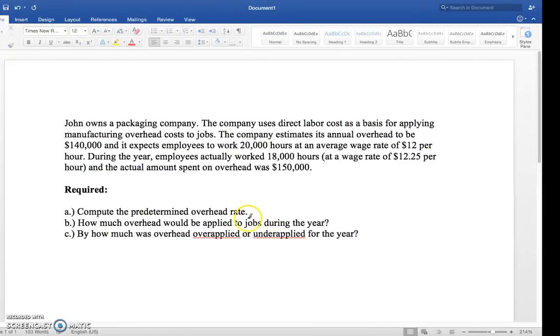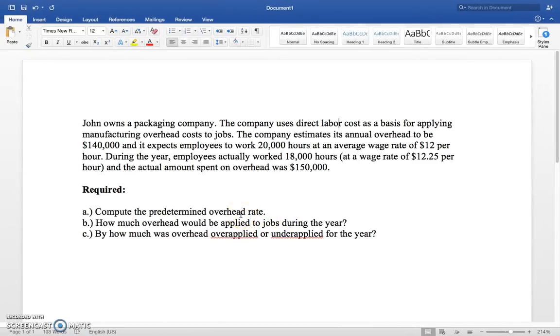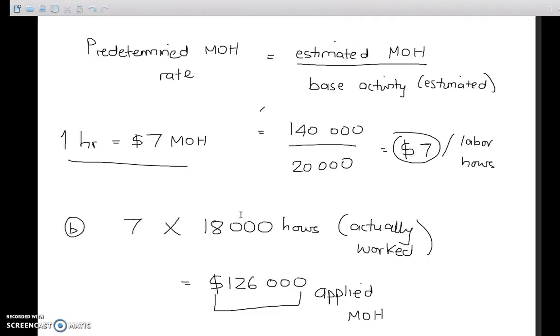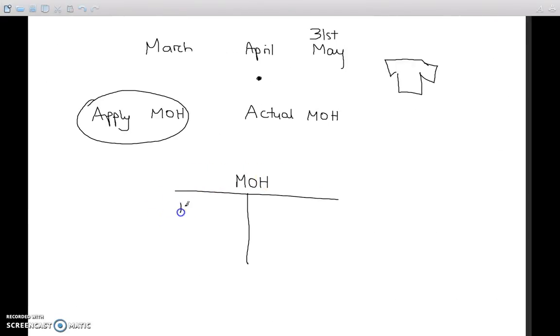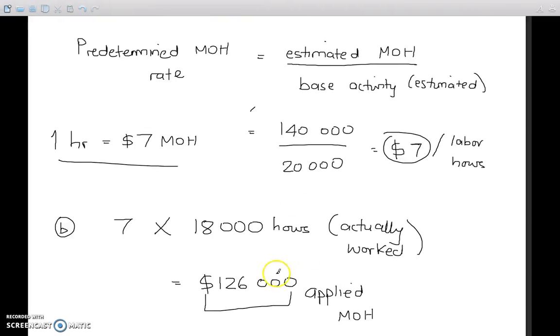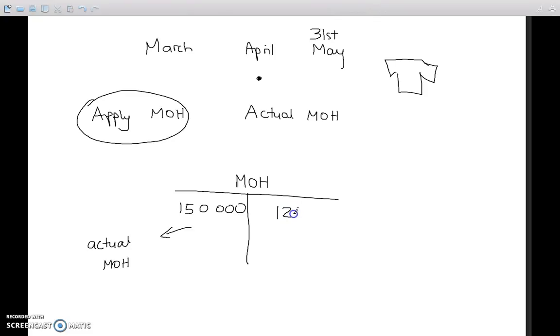And now what you're going to do is, on the debit side, you always have the amount of actual MOH. So in this case, your actual MOH is 150,000. Remember that it's a rule of thumb that this side has your actual MOH and this side has your applied MOH. I'm going to get into that when we do the journal entries in the next question. So on this side you have the applied, which is 126,000. Right, guys? This is applied.